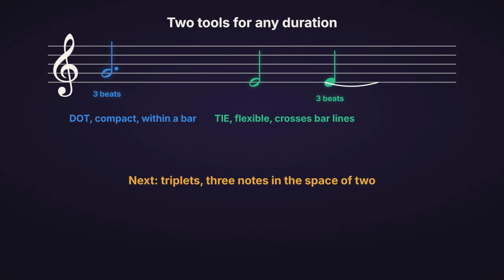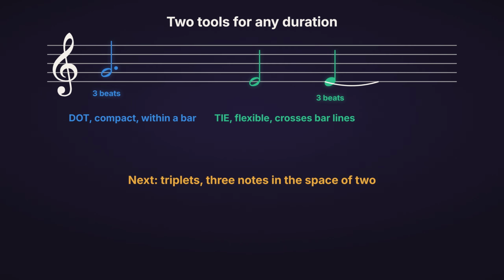Next comes the triplet, 3 notes squeezed into the space of 2. Once you have that, the full rhythmic vocabulary of common music is in your hands.